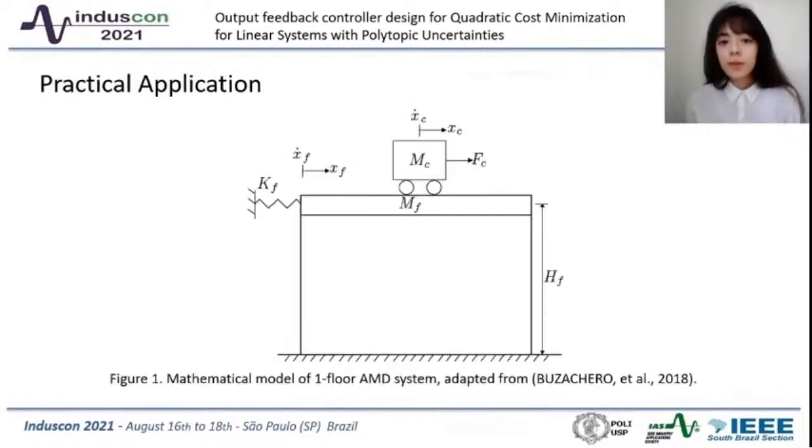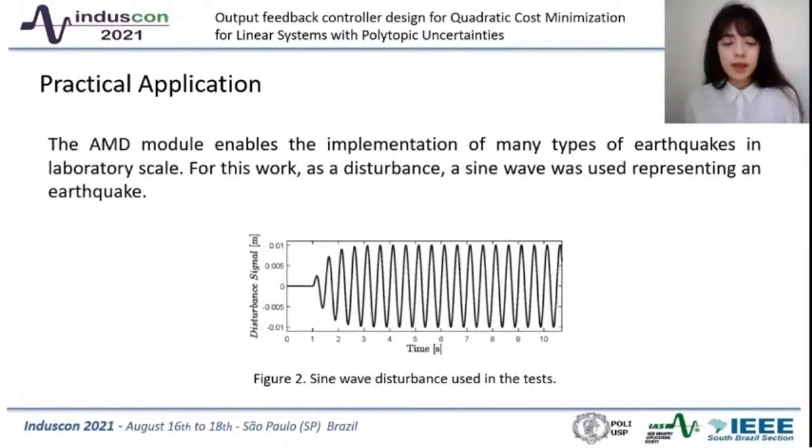The practical implementation of the proposed controller was tested in a system that simulates a flexible building controlled by a mobile active mass damper located at the top. The system can be approximated by the model of a standard mass-spring system. As a disturbance, a sine wave shown in Figure 2 was used to represent an earthquake.